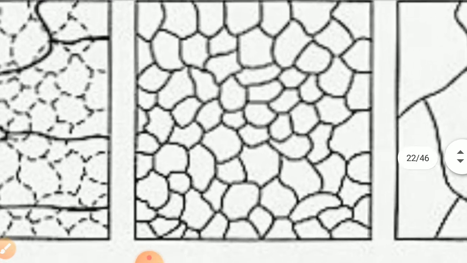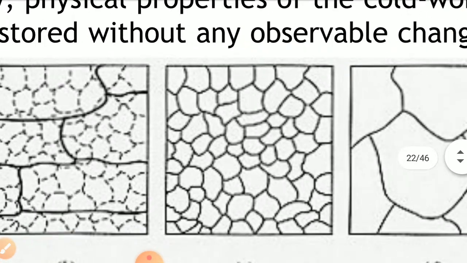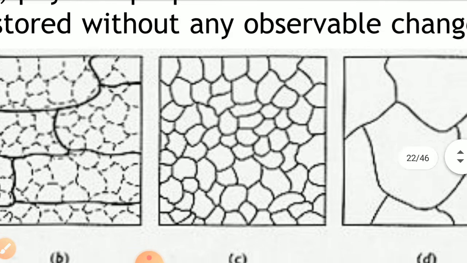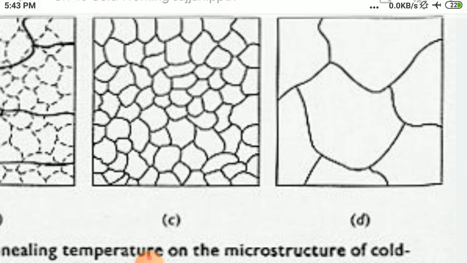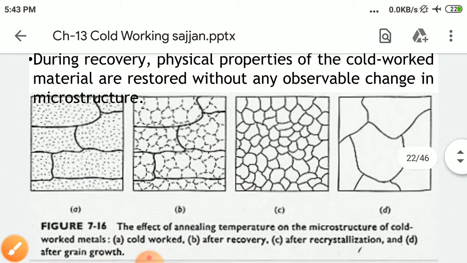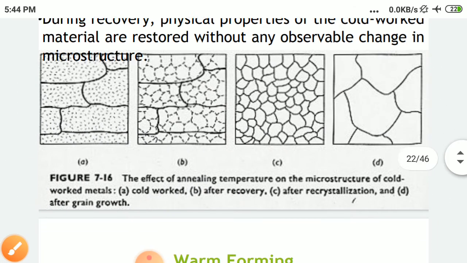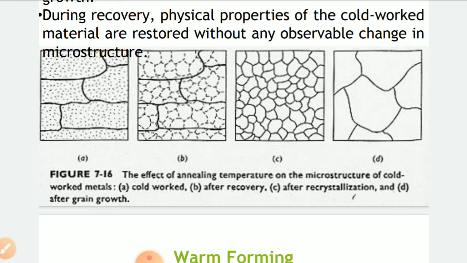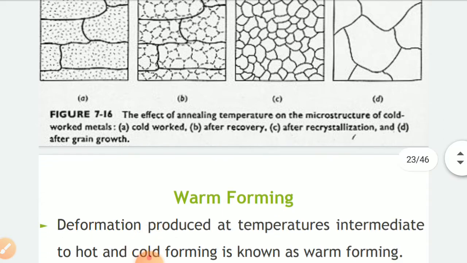This is known as recrystallization. Recrystallization means getting the crystallized structure back. Now these crystals will become like this, and these crystals will become like this. Their growth will take place, and that's known as grain growth. So these are all the stages: recovery, then recrystallization, and grain growth.